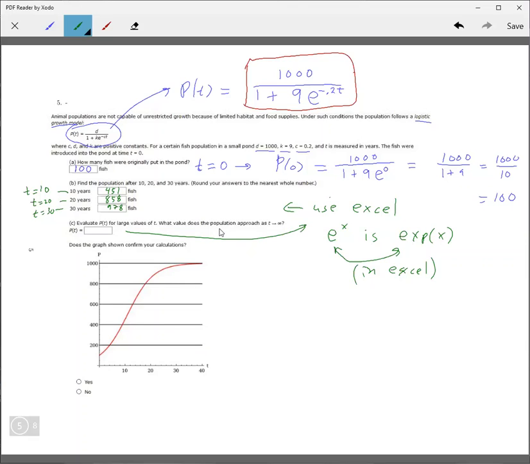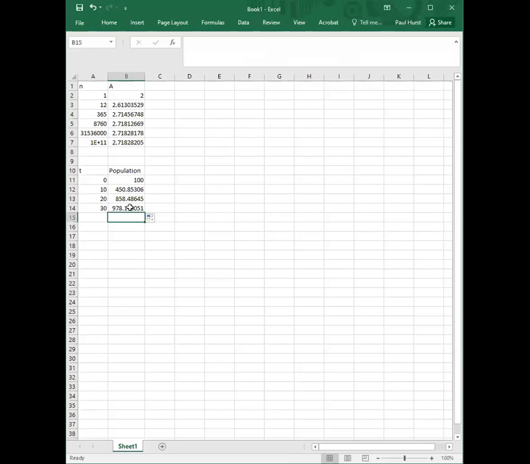Evaluate for large values of t. And what value does the population approach as t goes to infinity? So let's go back over to Excel and we'll drag this down. It'll give us an error, but that's okay. We'll put larger values in. So let's just say we go 100 years.